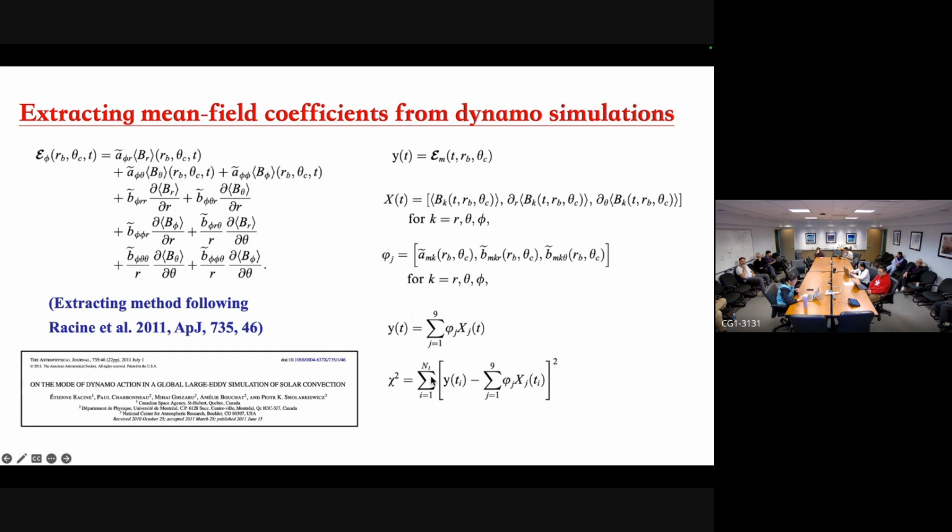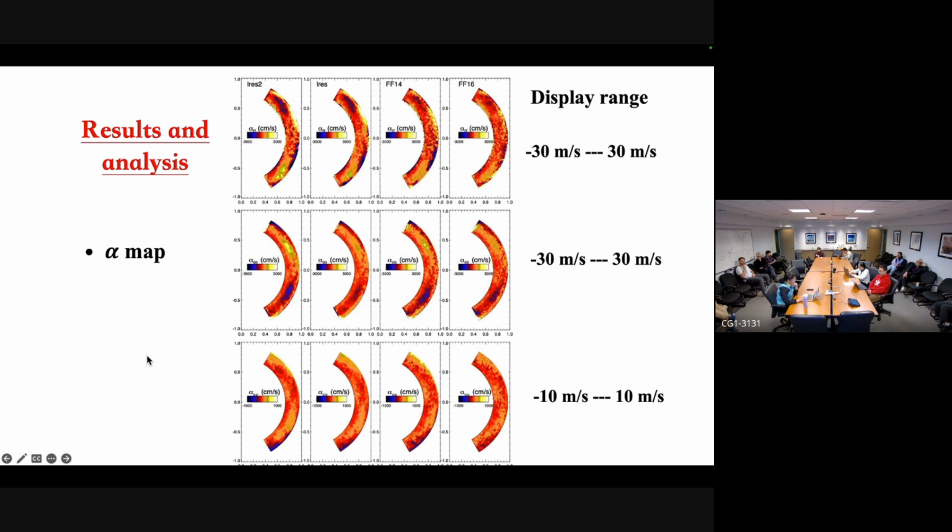So with this method we get all these coefficients, as described in this paper, and this is what we found. I extract all these four cases. This is what I call low resolution 2, and this is the low resolution case, where the dynamo disappears, as in Yuhong's 14 paper and 16 paper.